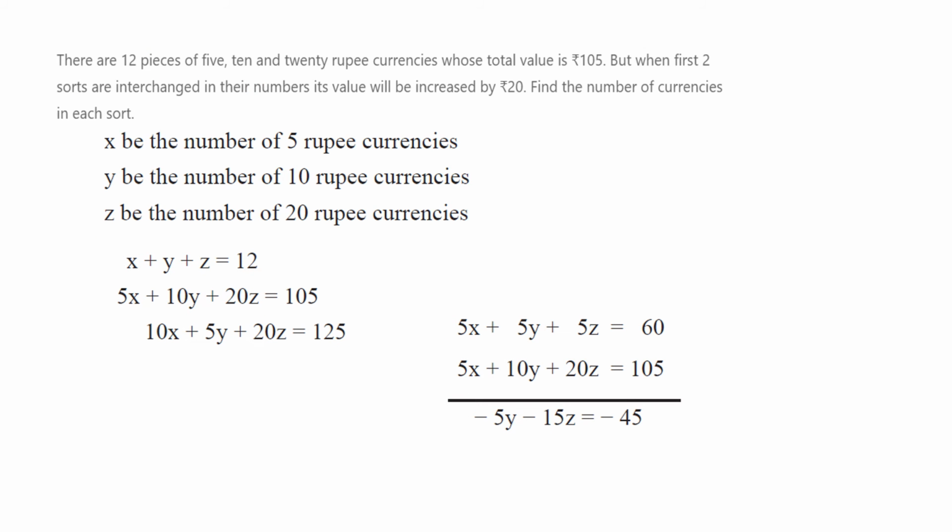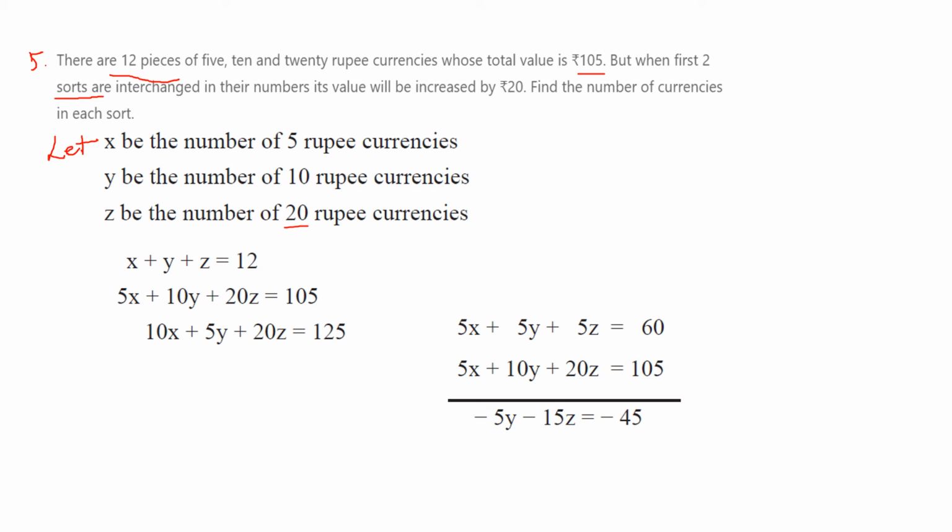Our fifth sum. There are 12 pieces of 5, 10 and 20 rupee currencies whose total value is 105. But when first two sorts are interchanged in their numbers, its value will be increased by rupees 20. Find the number of currencies in each sort. First let x be the number of 5 rupees and y 10 rupees and z 20 rupees.